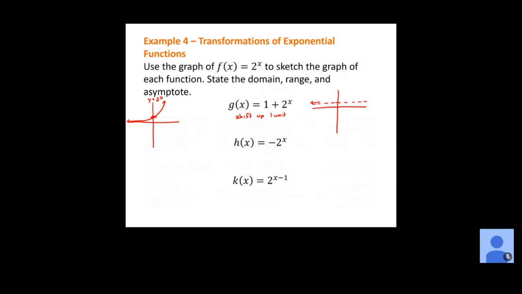Good. The y-intercept also gets shifted up 1 unit. So now it's going to be up here at 2 instead. So it's still a J-shaped curve, still exponential growth. But if we shift everything up 1 unit, the asymptote gets shifted up 1, and that y-intercept gets shifted up 1.